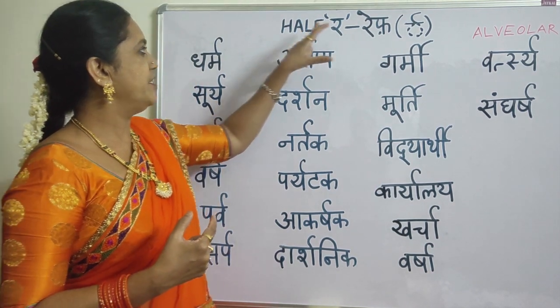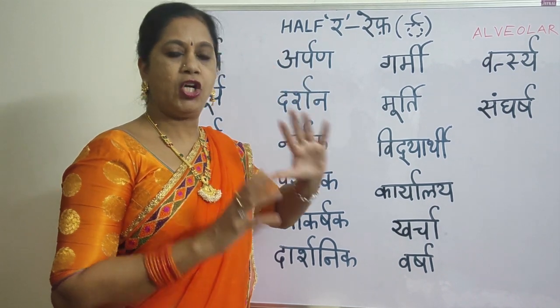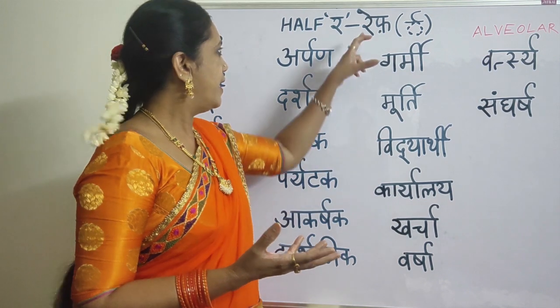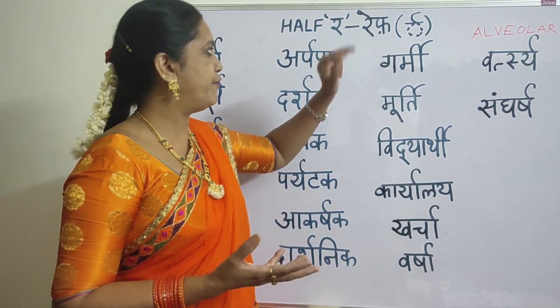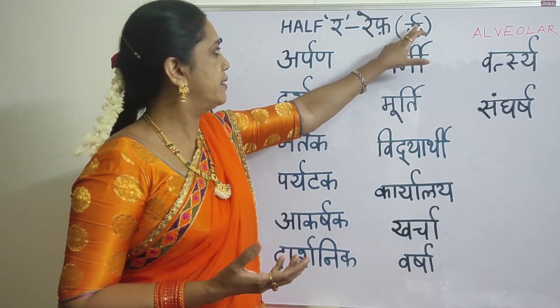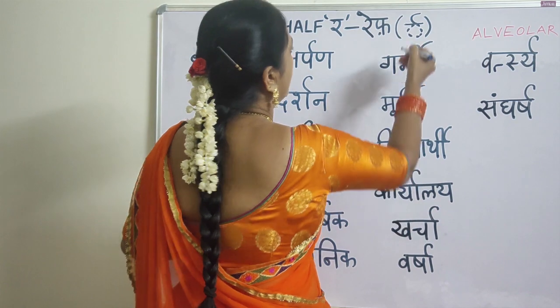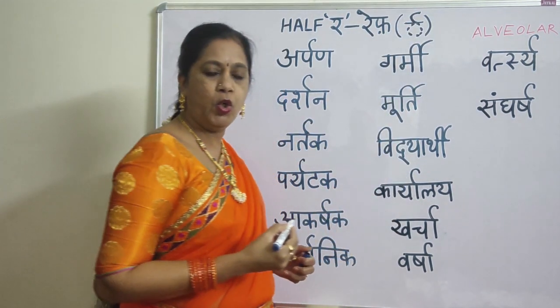Now, I have written here half ra. That means it is a consonant which doesn't have a vowel in it. That is called ref. It has a symbol this way. This is the line, and above the line it is like a hook.